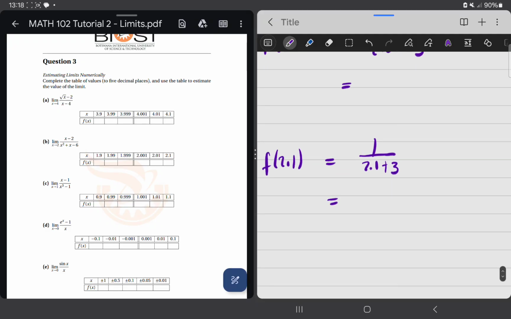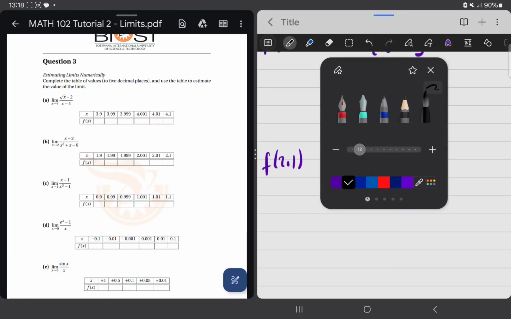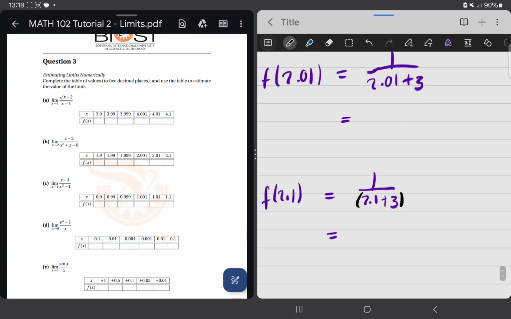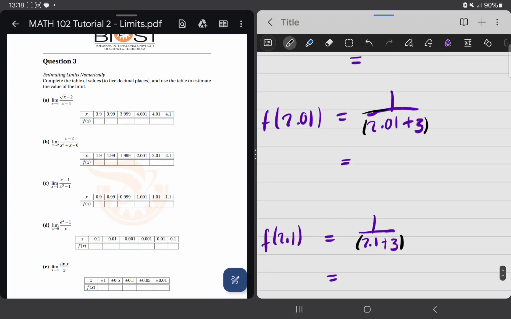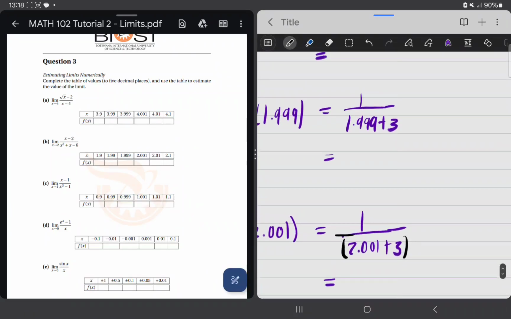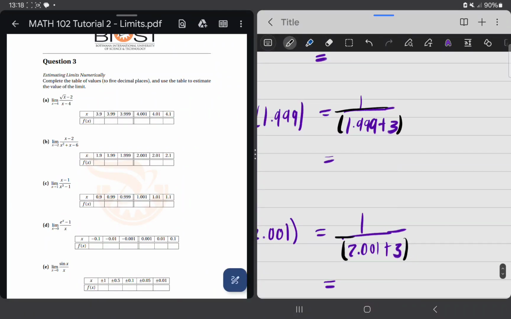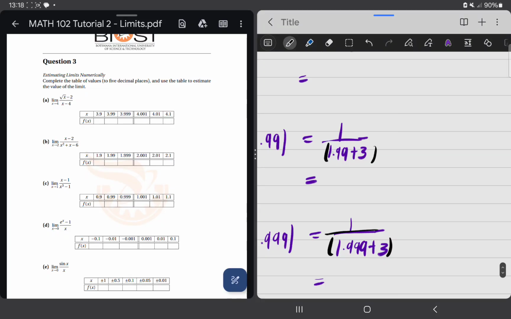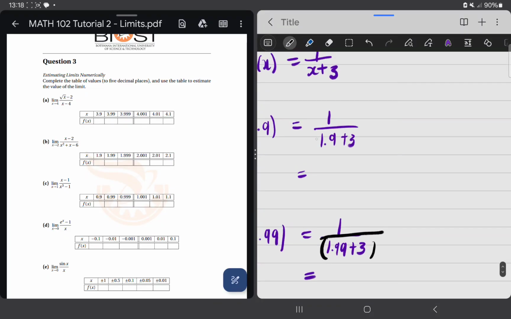There we go. So remember, you can just put this in the calculator. Okay? You put it in brackets. Easy peasy lemon squeezy. 1 over open bracket 2.001 plus 3. Just put it in a calculator. Don't do 2 stages. You can do it in 1. Just put it in a calculator and get the solution, my friend. So what am I going to get for each of these? That's the next thing to know.